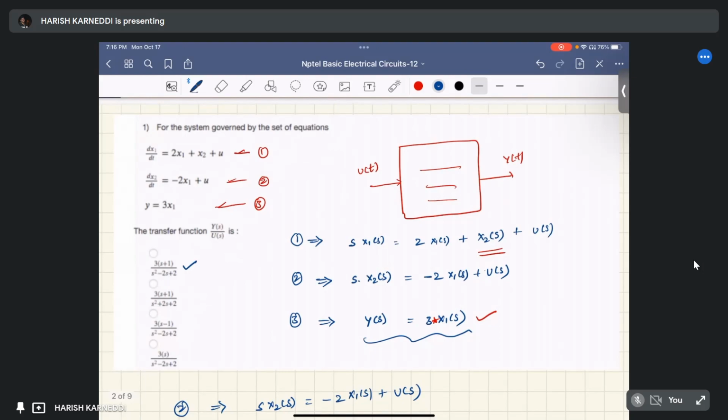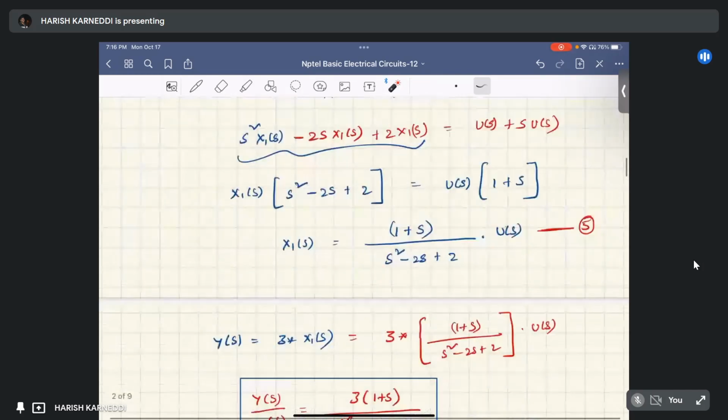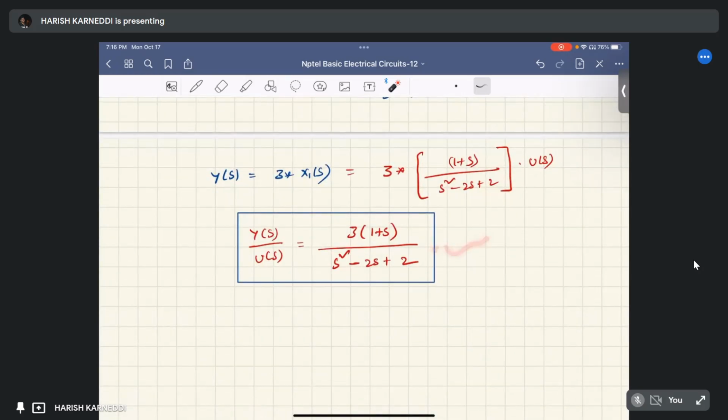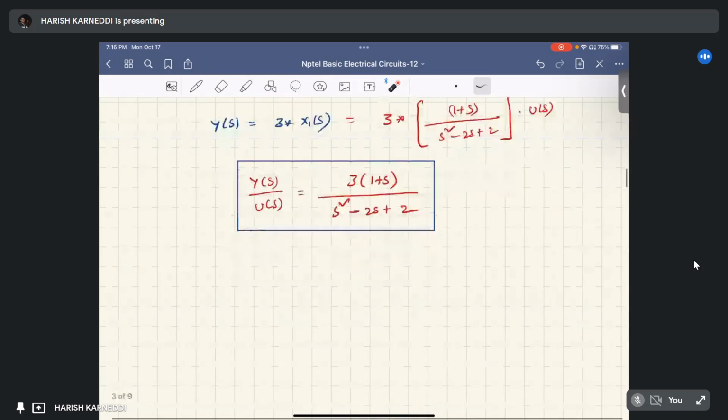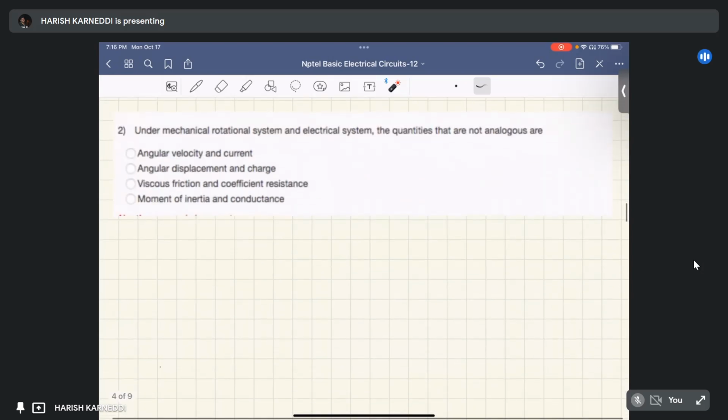Actually, the whole system is represented in the following equations. We want Laplace transformation of output, that is y of s, by Laplace transformation of input, that is u of s. There are no direct equations relating y of s and u of s. That's why we use these three equations, represent y of s and u of s from them, and calculate y of s by u of s. So this is the transfer function of the whole system. I hope this question is clear. We are moving to the next question.